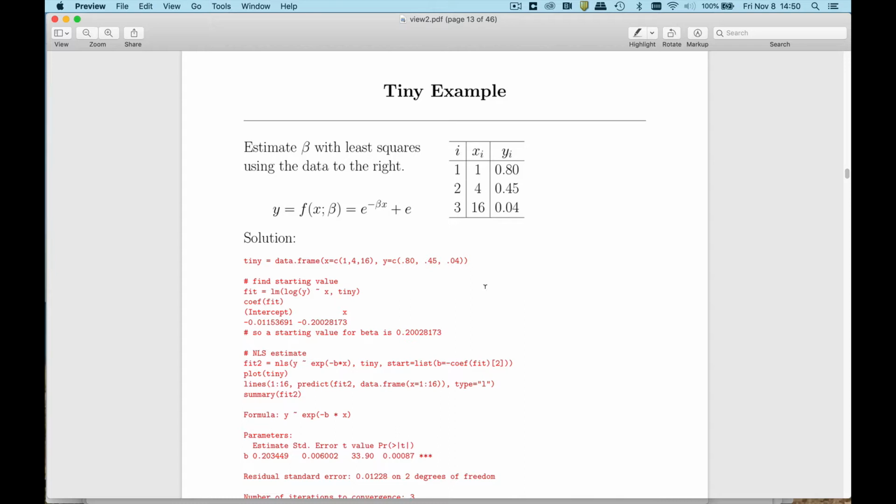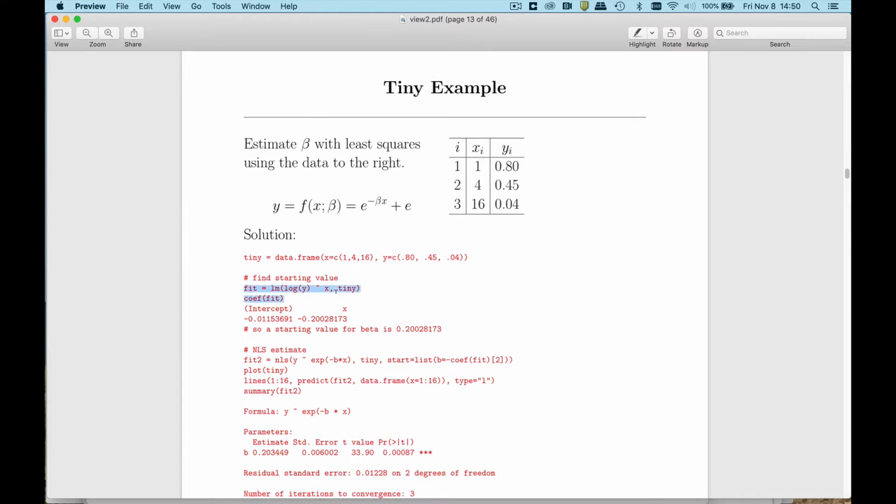Remember I said it's really important to find starting values in the previous video. So I'm going to try to linearize this and find a good starting value. If I take the log of both sides, log of y is just minus beta x.